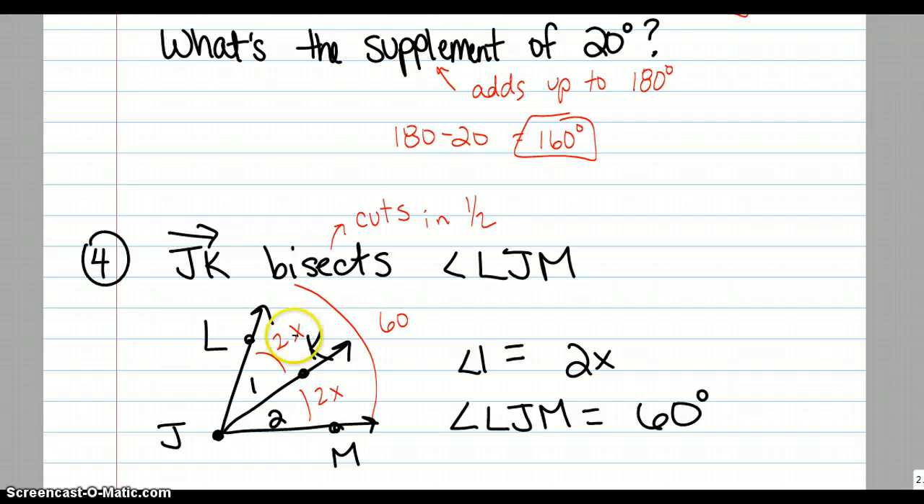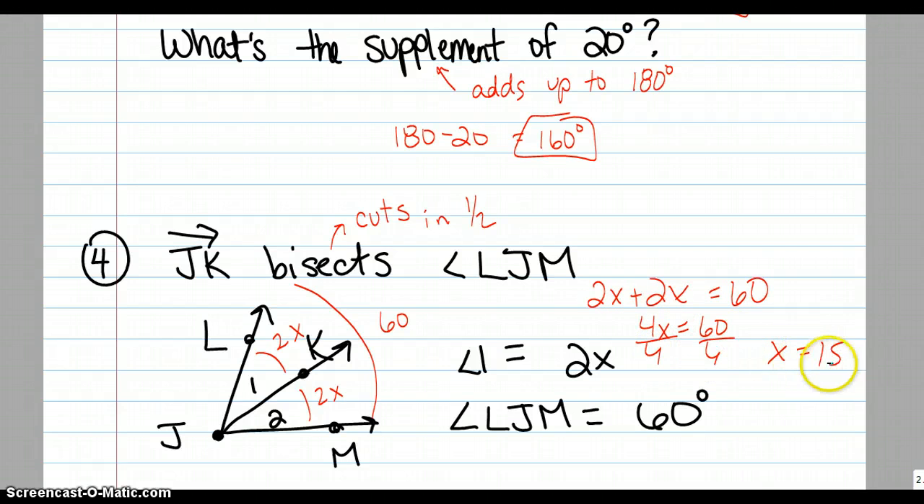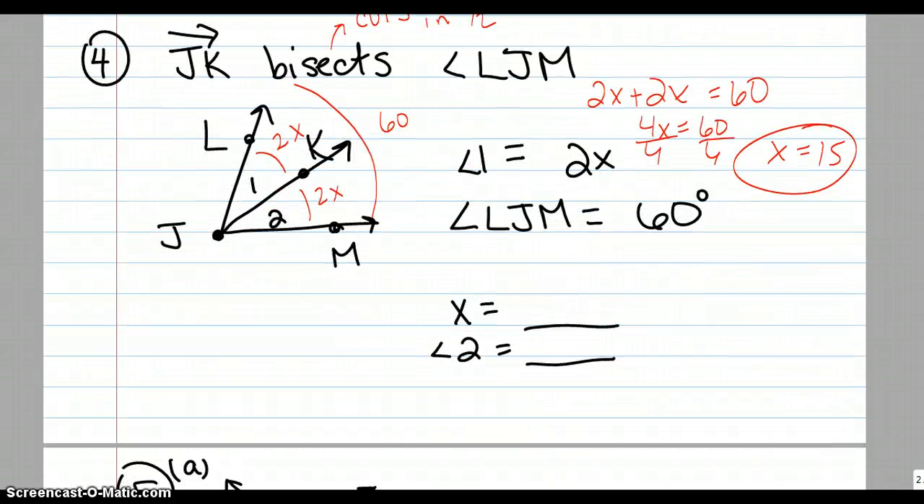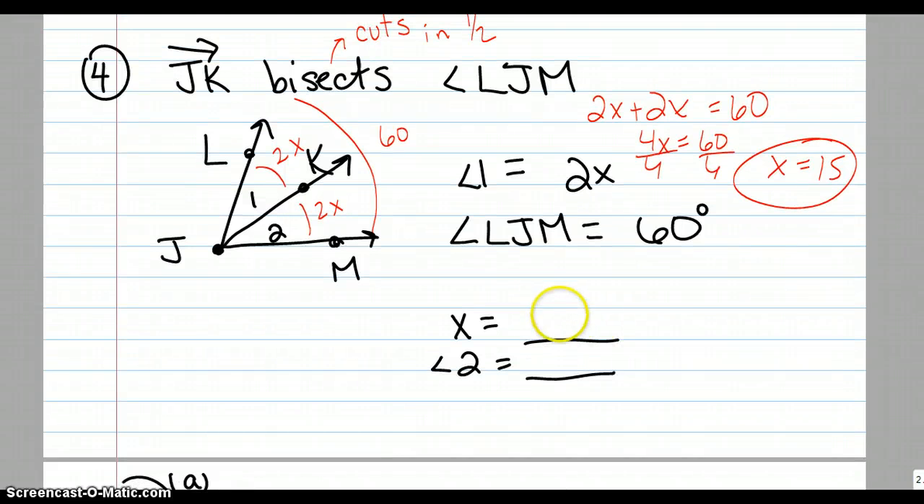And then it's like Friday stuff. The 2 smaller angles add up to be the big. 2x plus 2x equals 60. And then from there, you just solve for x. So you get 4x equals 60. Divide by 4, you get x equals 15. So there's your answer to that problem. Oh, and then it asks you for angle 2. Angle 2 is 2 times x, so you just do 2 times 15, or 30 degrees for that.